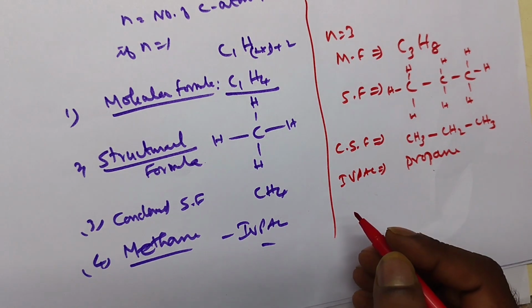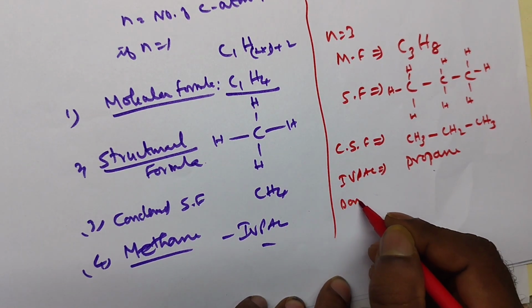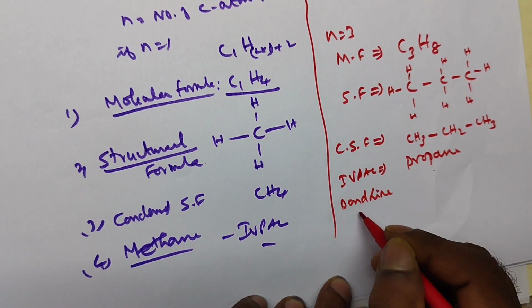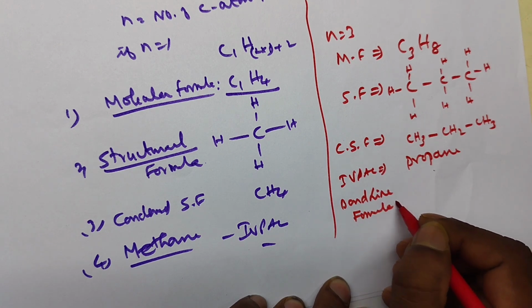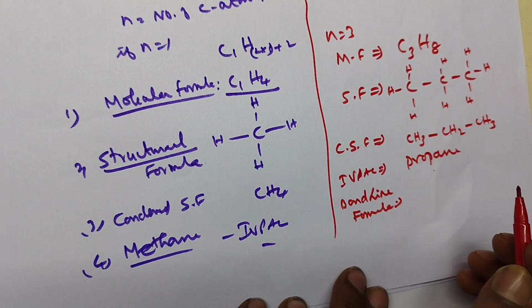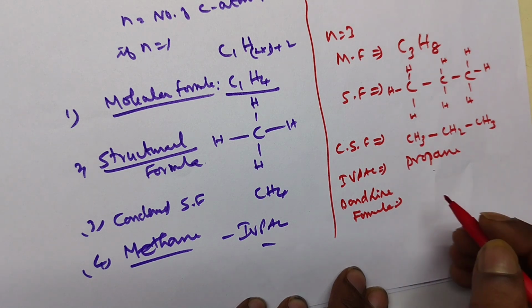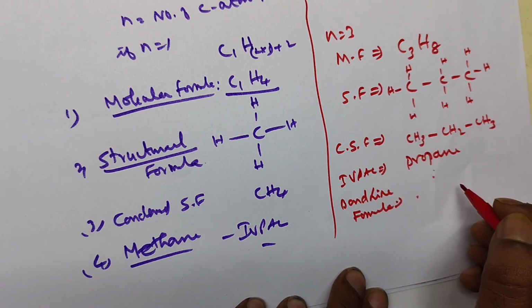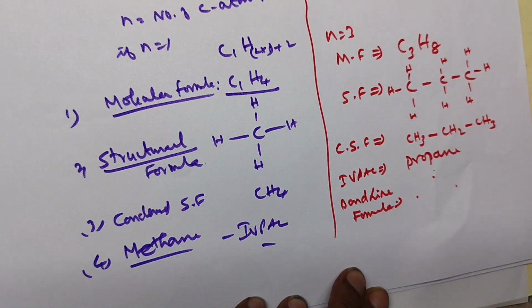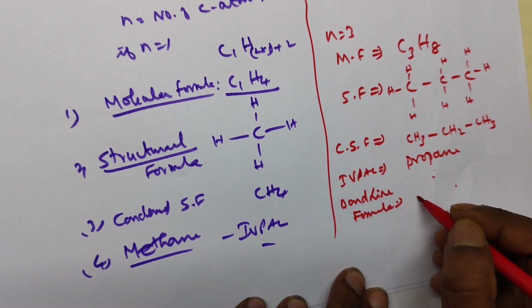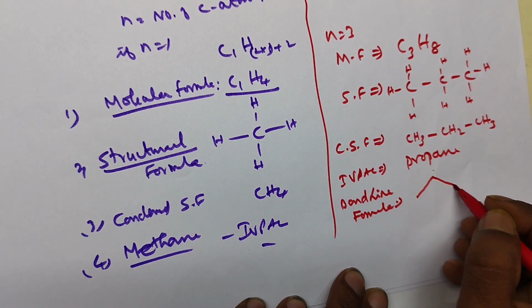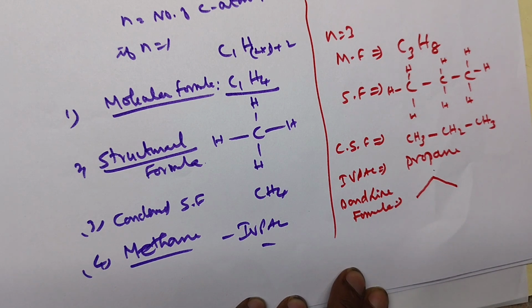One more representation is known as the bond line formula. What is that? We need not mention the atoms as carbon or hydrogen, just put a line. So think about 3 carbon atoms. You put 3 lines connecting all these, and this is the bond line formula.